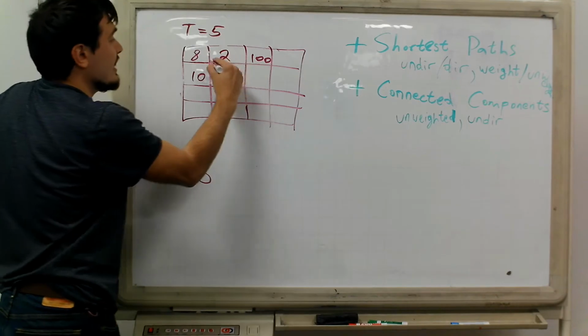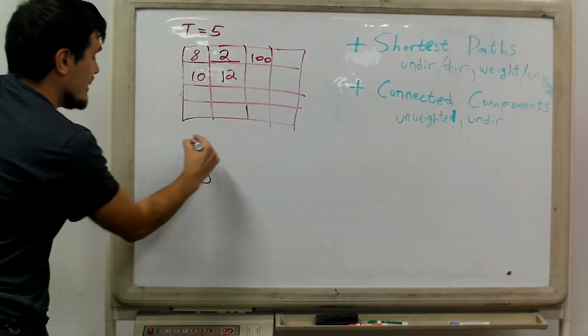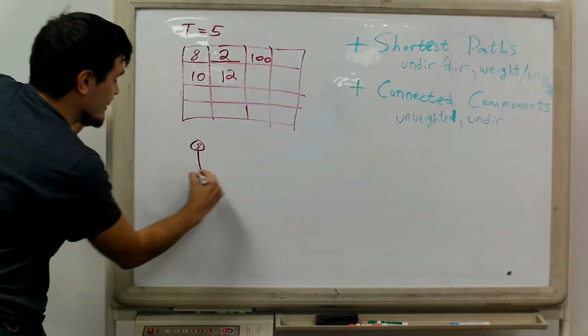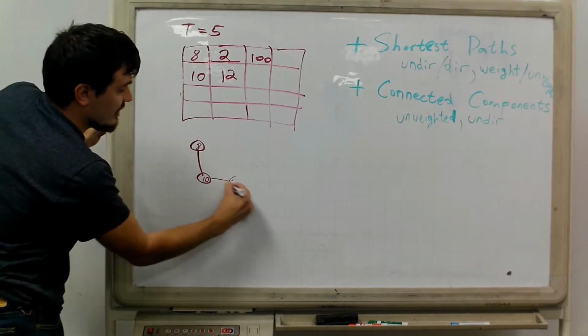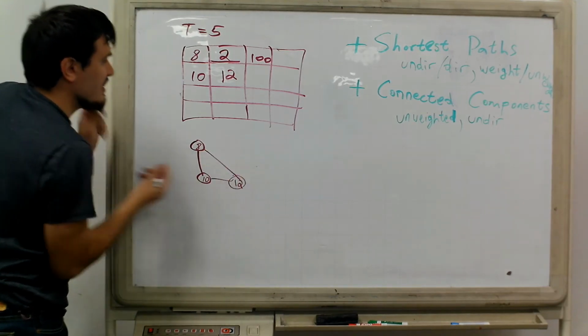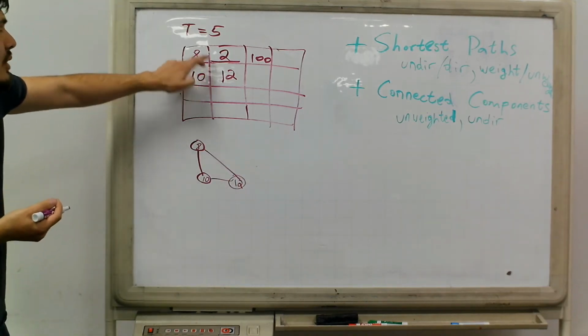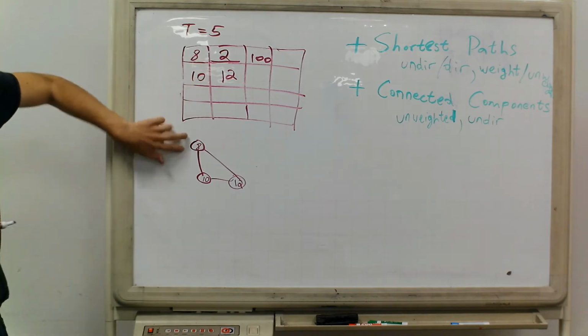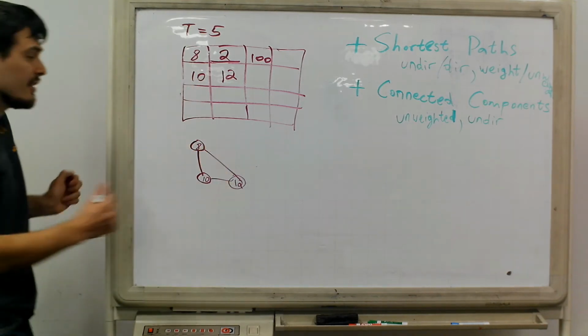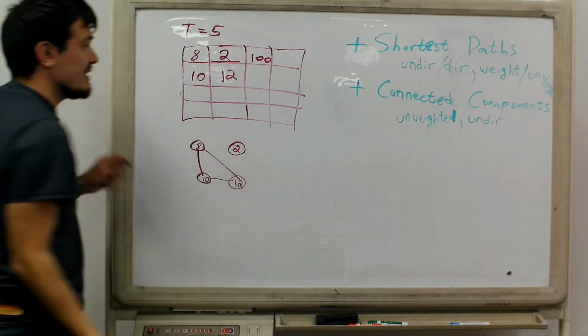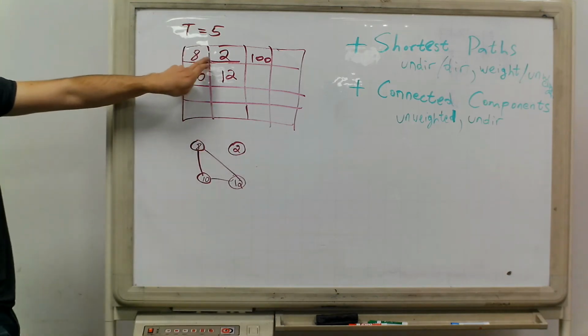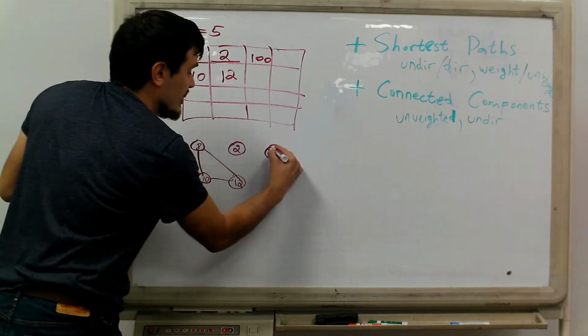So then here, the pixel 8 would be connected to this 10, which would be connected to this 12, and also here. So if pixels are adjacent to each other and also similar in color, they are connected. But for example, this 2 is not connected because it's more than this threshold. And this 100 is not connected.